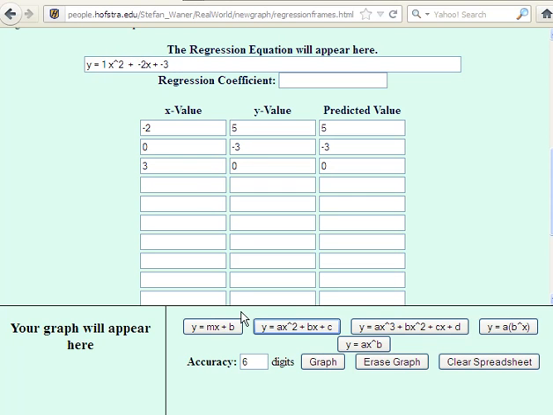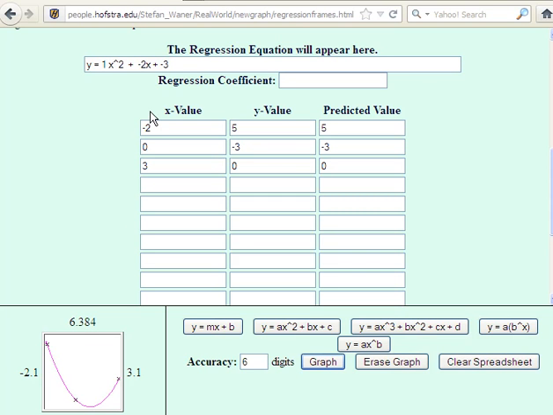It's kind of nice because you can actually press graph, and it will give you a scatter plot. It'll plot those 3 points and actually give you the graph of this quadratic equation. So it kind of puts it all on one page here. But this would be my answer right here: 1x squared plus negative 2x minus 3 would be the answer.